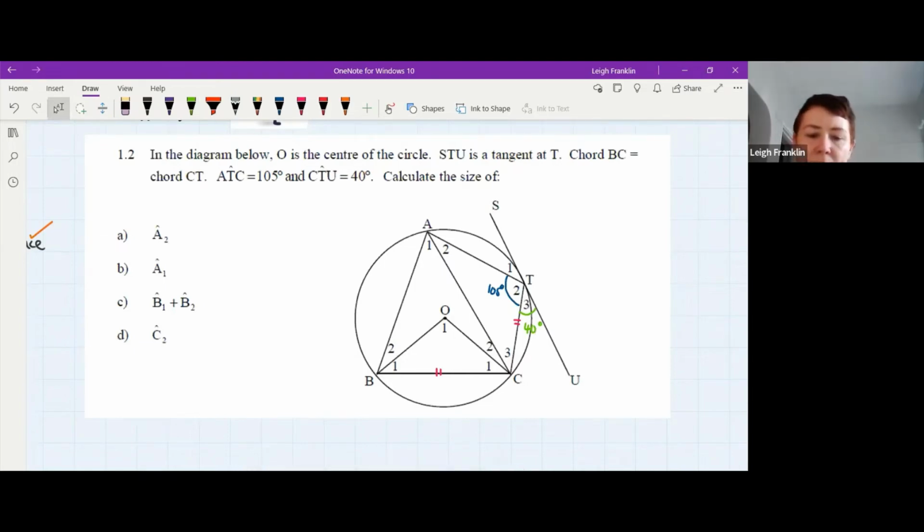Go for it, September. I was asking, are lines AC and SC parallel? No, no parallel lines in this case. Okay, September. Just a little bit more difficult than the one that we've just done.